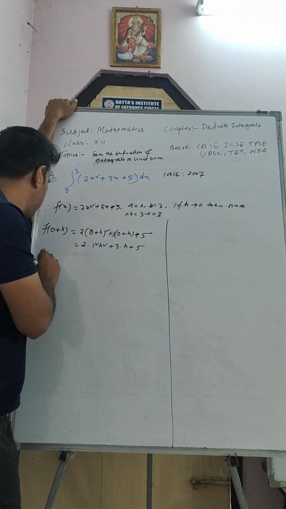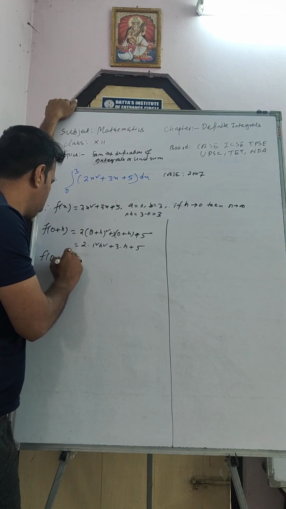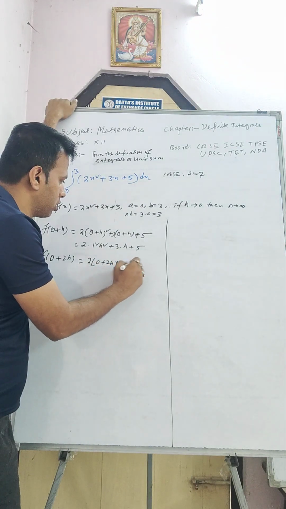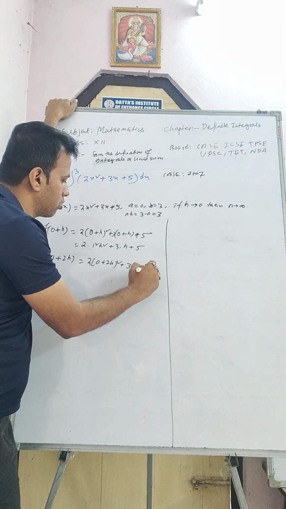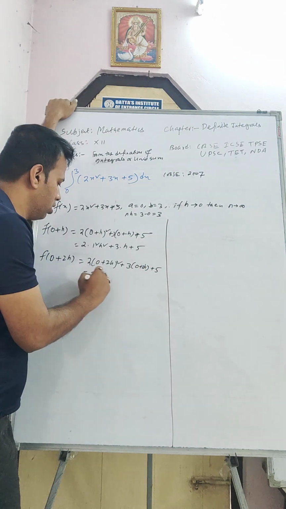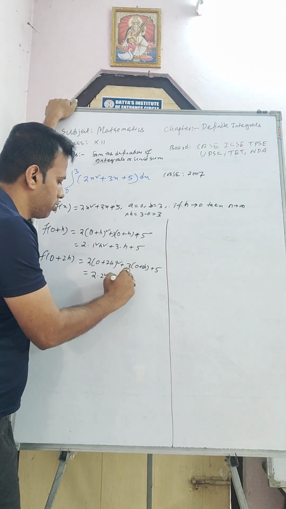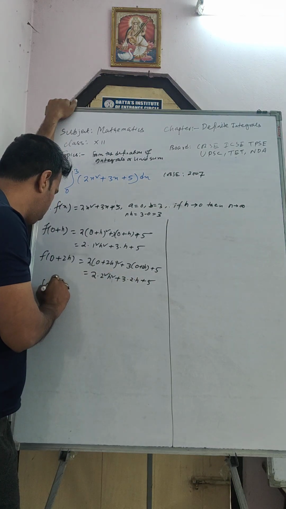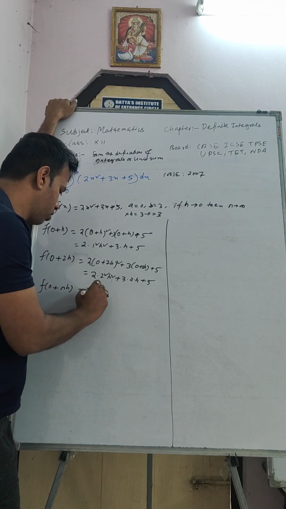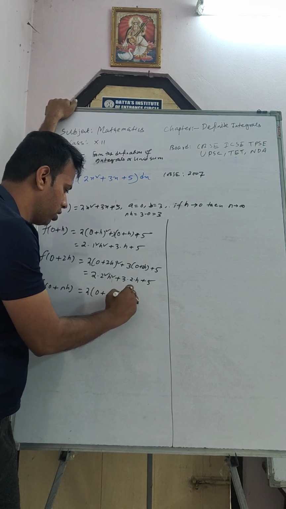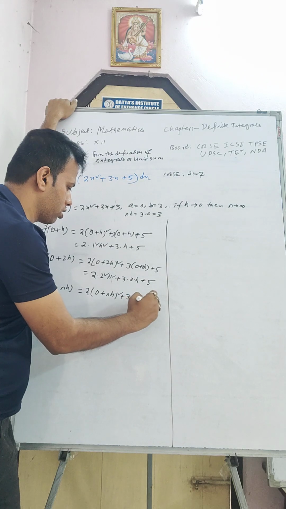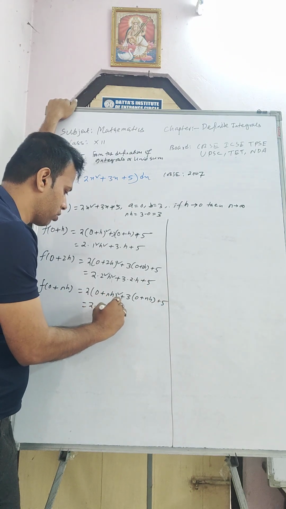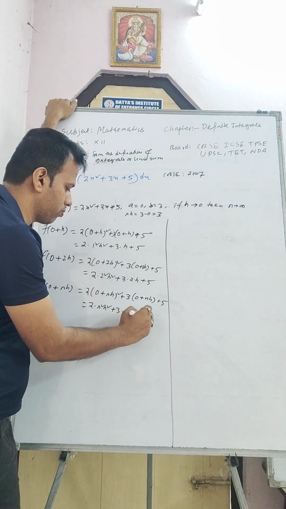Okay, similarly, 0 plus 2h: 2 into (0 plus 2h) whole square, plus 3 into (0 plus 2h), plus 5. It will be 2 into 2 square h square, plus 3 into 2 into h, plus 5. Now 0 plus nh: it will be 2 into (0 plus nh) whole square, plus 3 into (0 plus nh), plus 5. So 2 into n square h square plus 3 into nh plus 5.